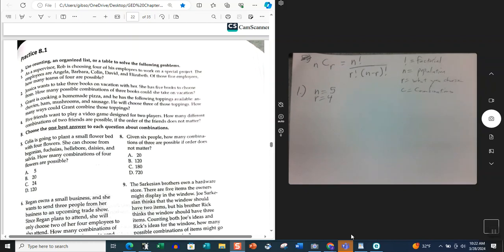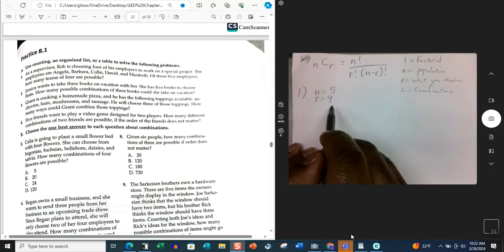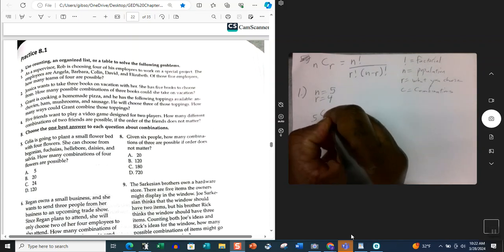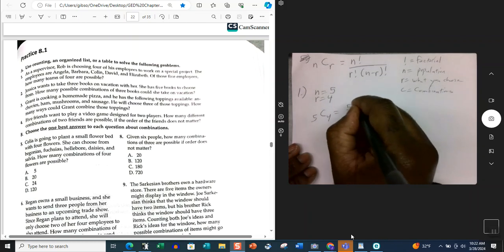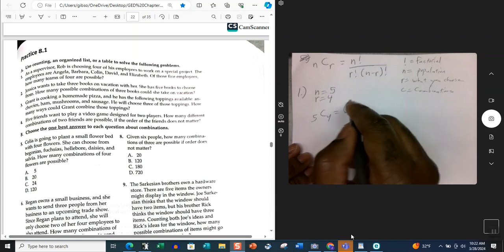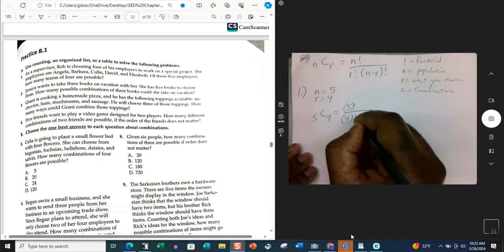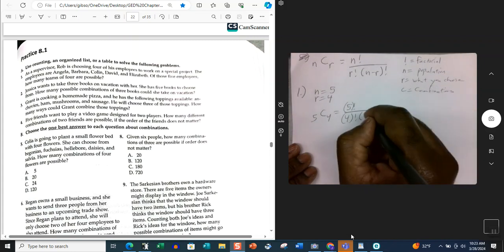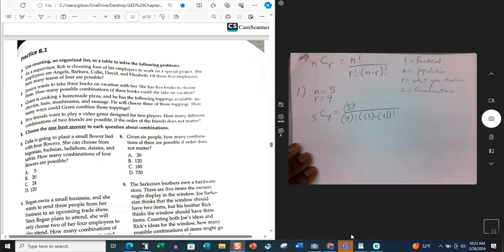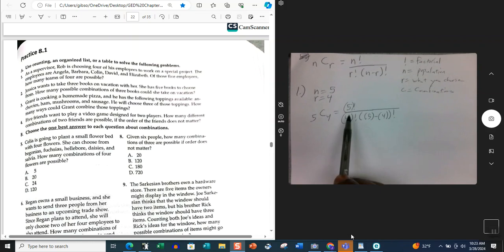So now that we have our N and R, we can solve this problem. We substitute wherever N is, we put 5. Wherever R is, we put 4. So we will have 5C4 is equal to 5 factorial, and I'm going to put that in a parenthesis, 5 factorial, and then 4 for the R factorial, in parenthesis, then N is 5, and then R is 4, and then we put factorial. Whenever I substitute, I always put the values I substitute in a parenthesis. So that is why you see these parentheses.